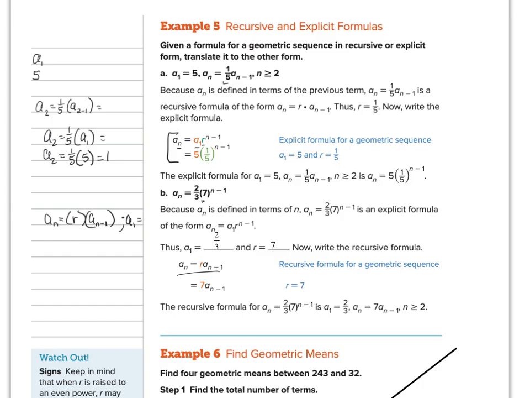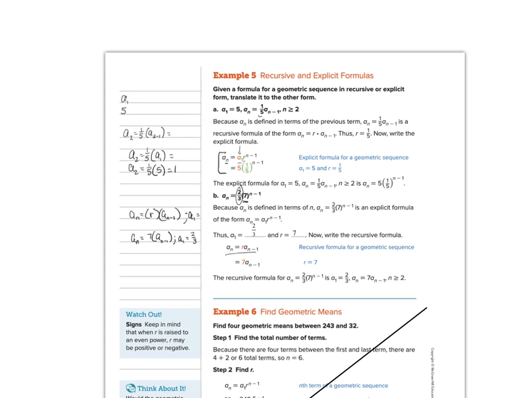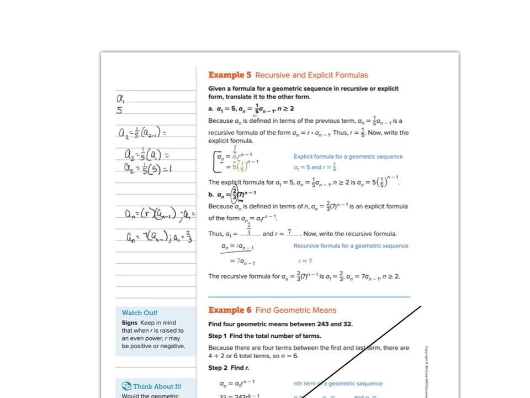Okay, so again, this is my ratio here. So R is 7. This is my A1, because that's part of my formula there. So those things we know, and when we go to fill it in here, I know that AN is equal to my ratio, 7, times A sub n minus 1. And then A1 is equal to 2/3. That would be my recursive formula, because now we know in the future where we're going to start. So there you go. That is using our explicit and recursive formulas to generate sequences and identify the characteristics of the sequence.